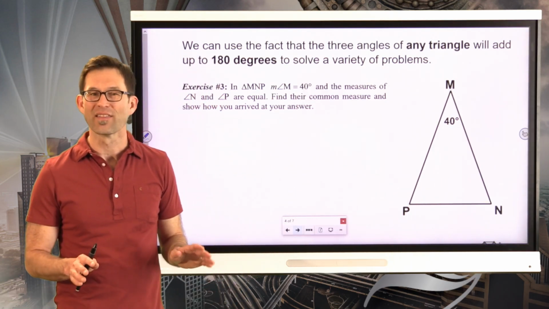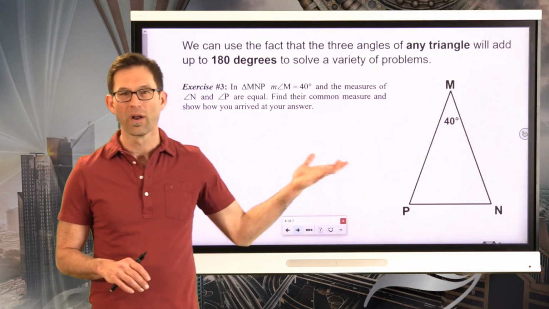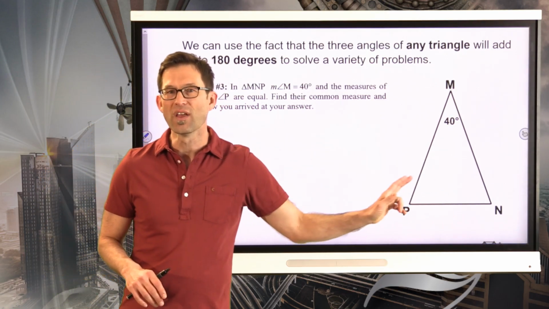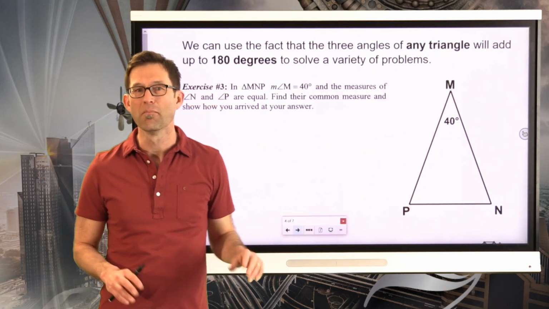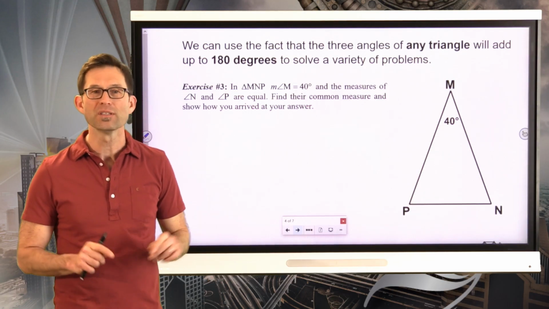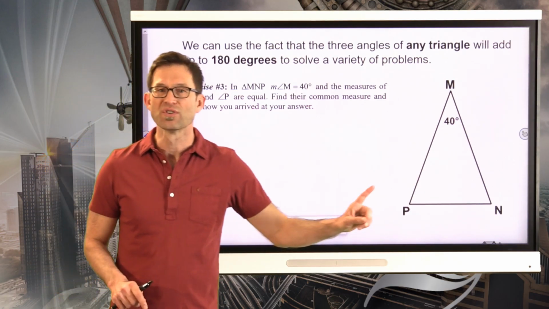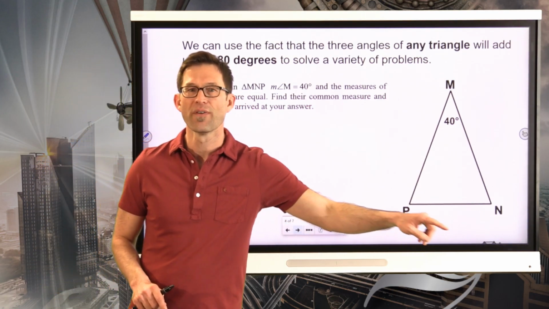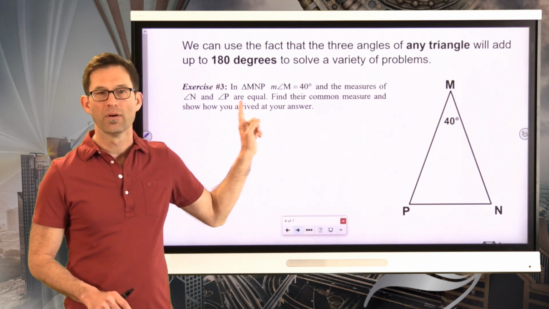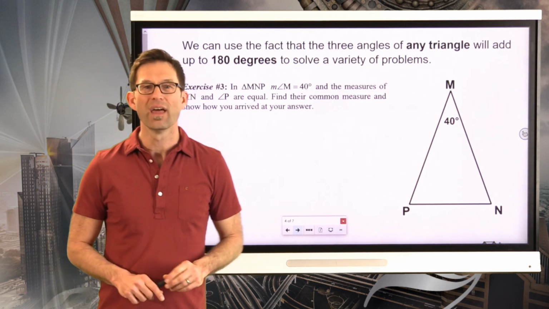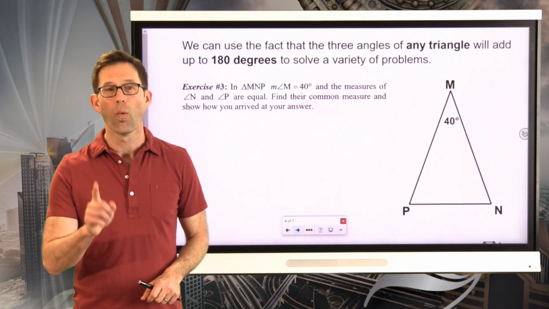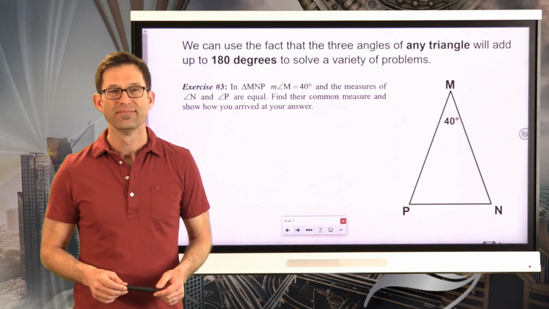Now, generally speaking, that's impossible. If I give you only 1 of the angles, all I know is that the other 2 plus that one must be equal to 180. But in this problem, I told you a little bit more, which is the measure of angle P and the measure of angle N are equal. Pause the video now and see if you can figure out what their measures are.